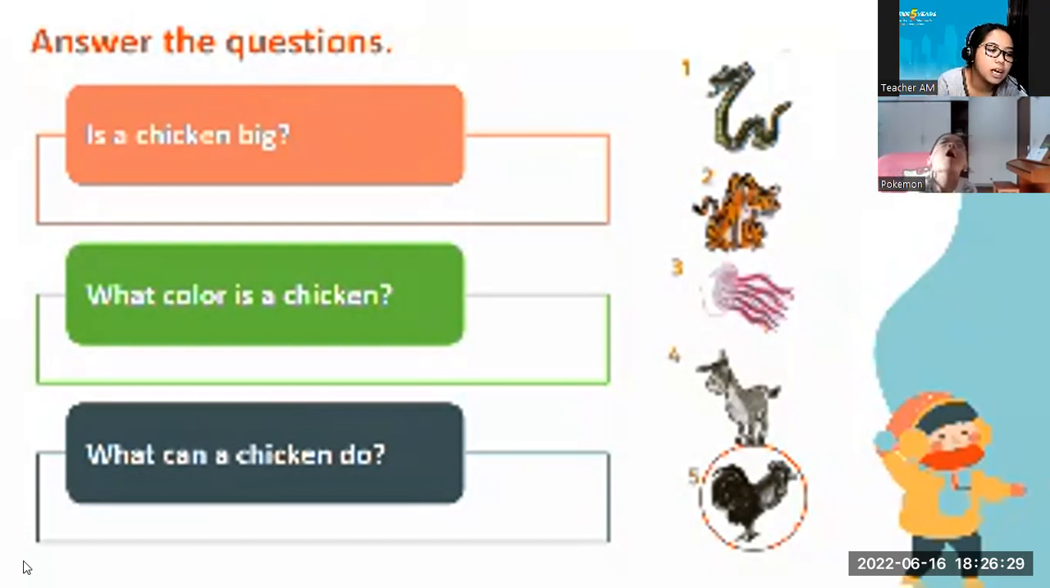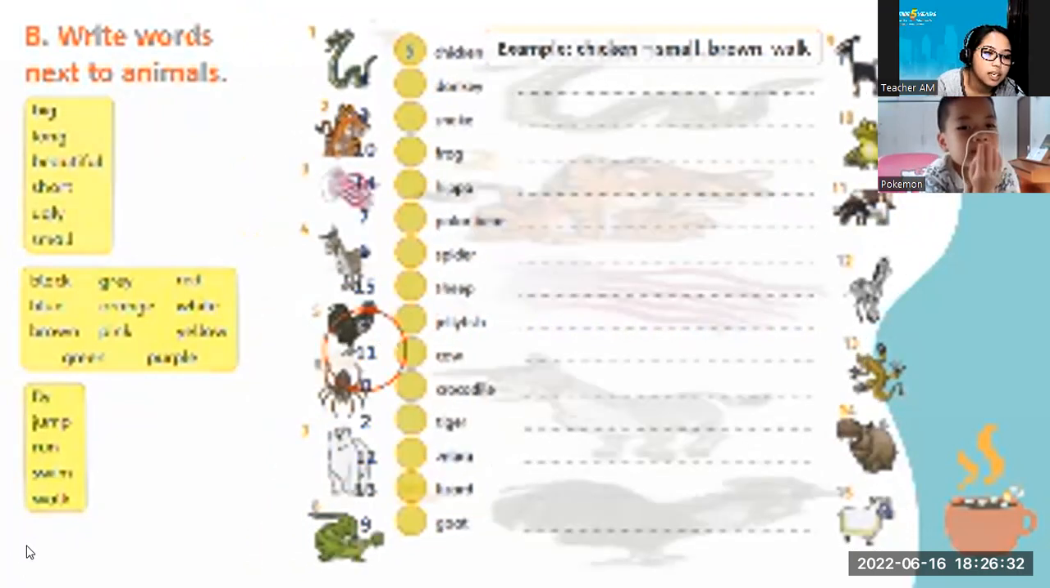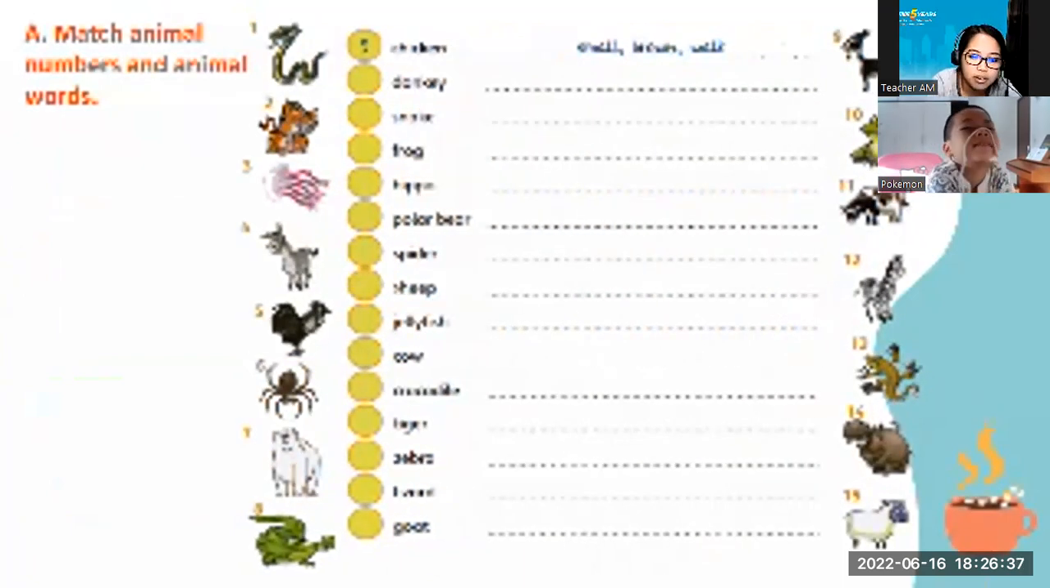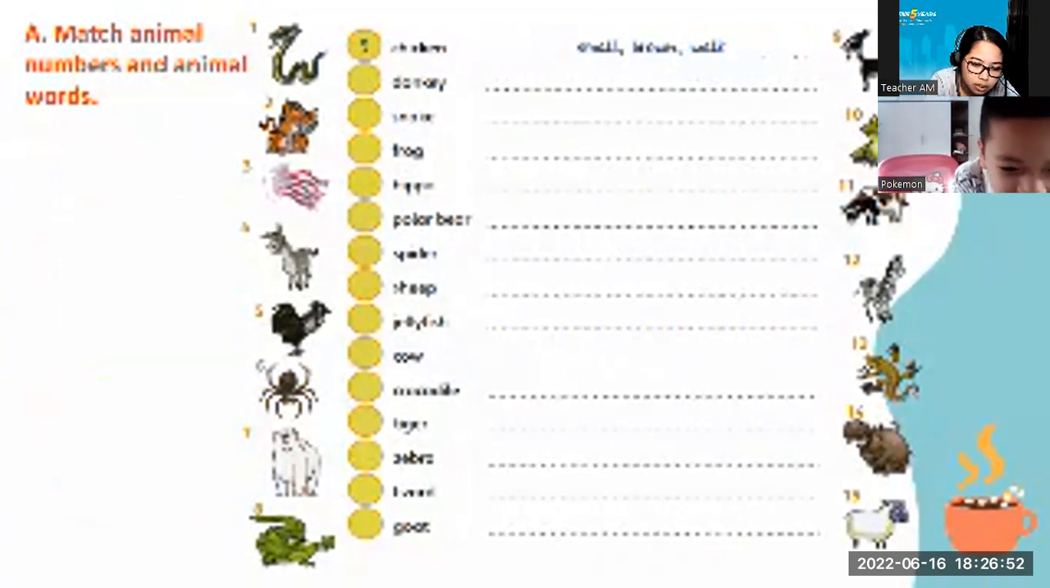Okay, so now let's go back to this one. Can you see the screen clearly now? Hey, teacher. Can you see the screen clearly now? This one's a snake. Second is a tiger. Number three is a jellyfish. Number four is a donkey. Number five is a chicken. Number one is a spider. Number two is... Teacher, so that means the number one again or number seven?